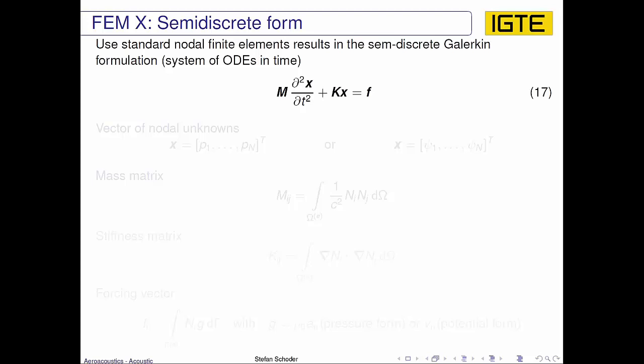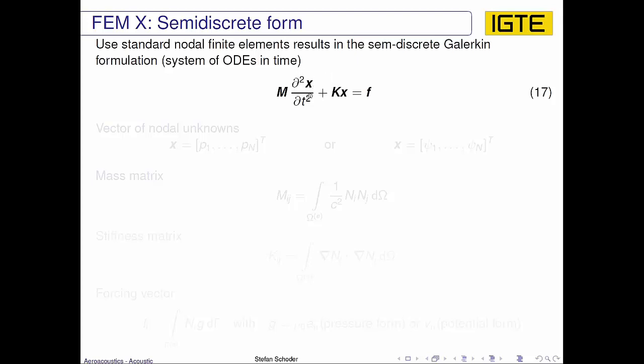As we use a standard nodal finite element, this results in the semi-discrete Galerkin formulation. We have a system of ODEs, ordinary differential equations in time, and we can represent it in this form: we have a mass-type matrix times the second time derivative of the unknown, plus a sort of stiffness matrix times the unknown, equal to some forcing.